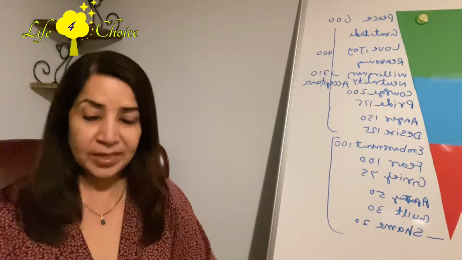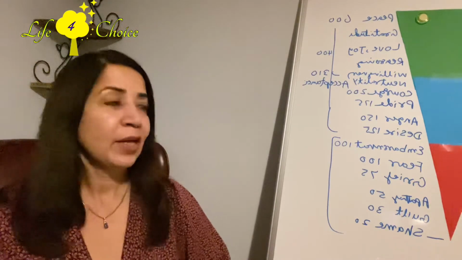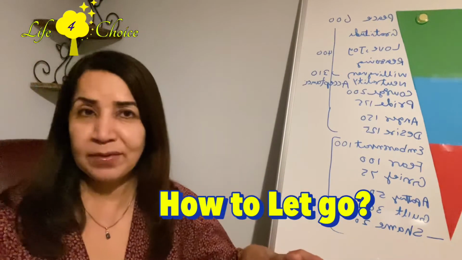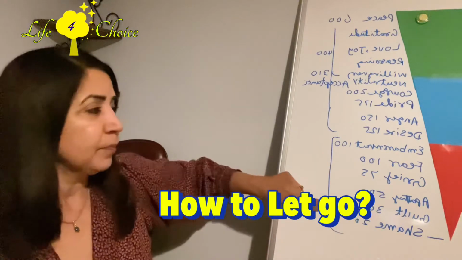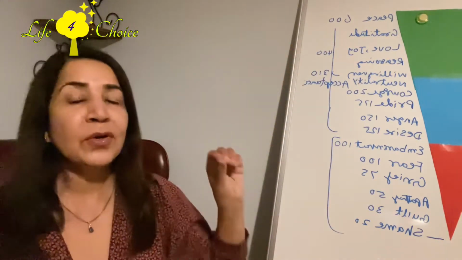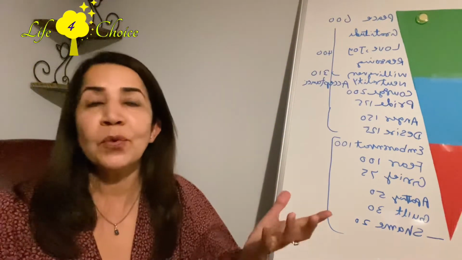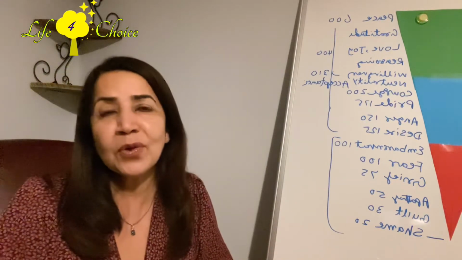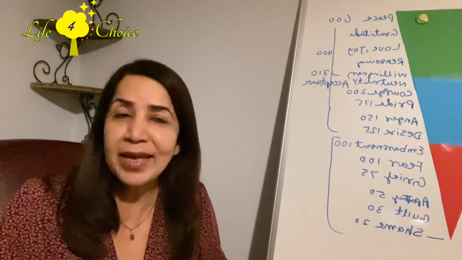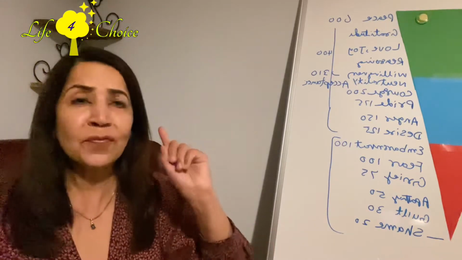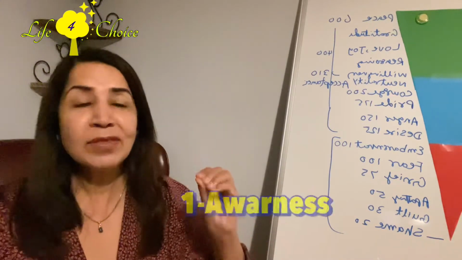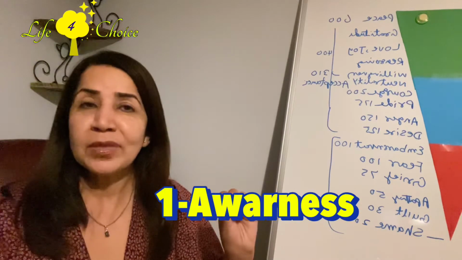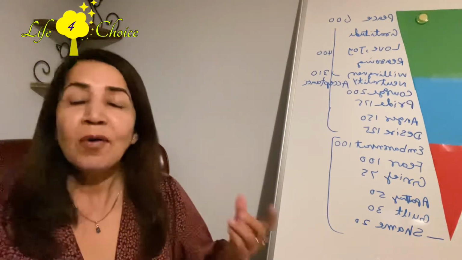So now, how to let go? Now you understand how we suppress our feelings, and you understand the emotional scale, because it is very important for you to know how you are feeling. If you do not know how you are feeling, how are you going to sort it out? So awareness is the key. The first step is awareness. Basically, you ask yourself the question, how am I feeling?